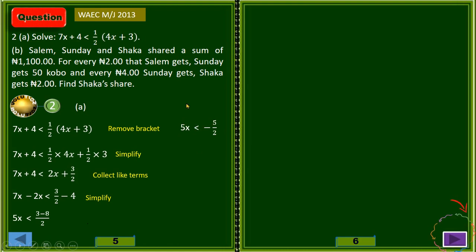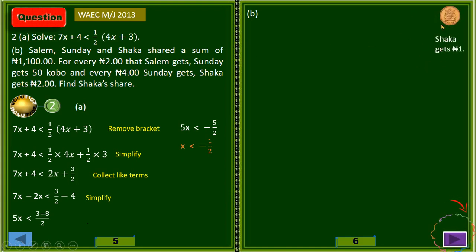We are going to divide both sides of this inequality by 5. Dividing by 5, we have x. 5 will cancel 5, and we are left with minus half. So therefore the solution to question number 2a is x is less than minus half. Then we move to question number 2b.